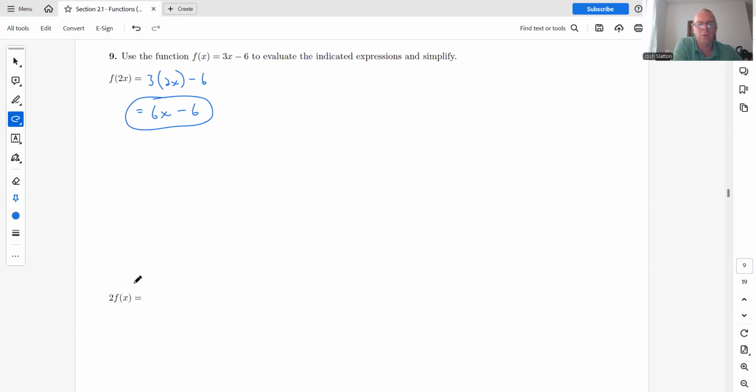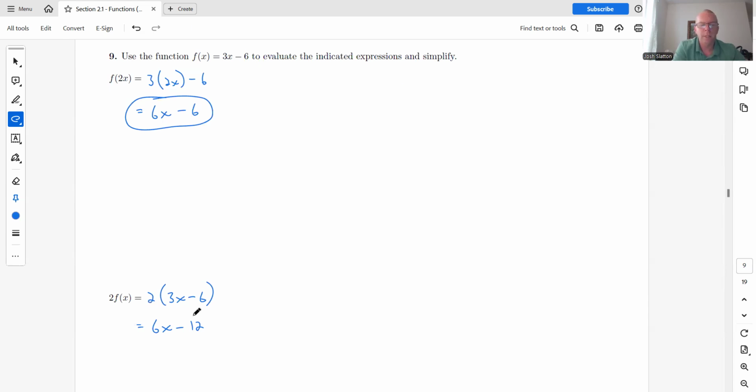Now we have 2 times f of x, which is 3x minus 6. And so now distribute the 2, we get 6x minus 12. So you can see now that pulling the coefficient out does not equal the same thing. So you can't pull the coefficient out.